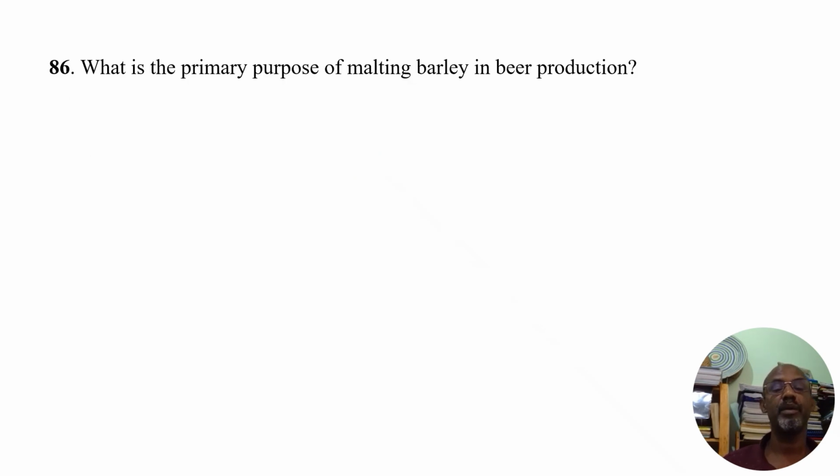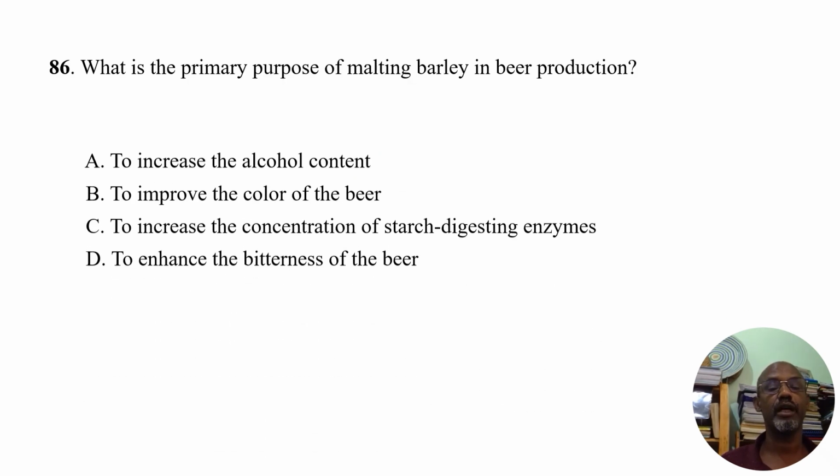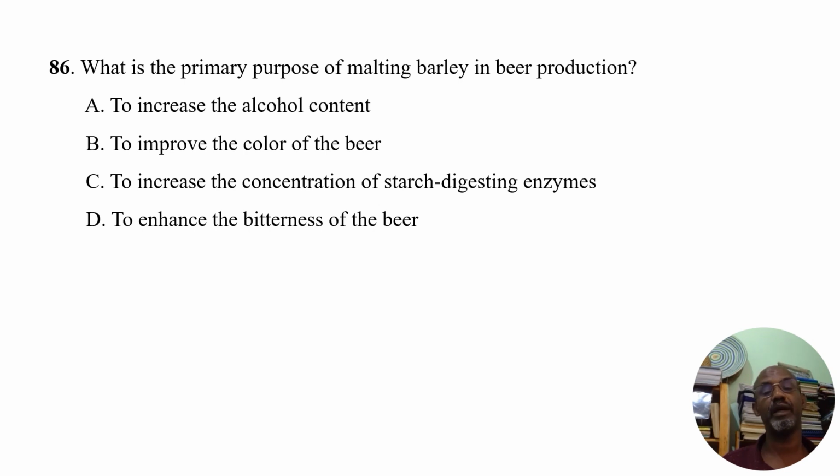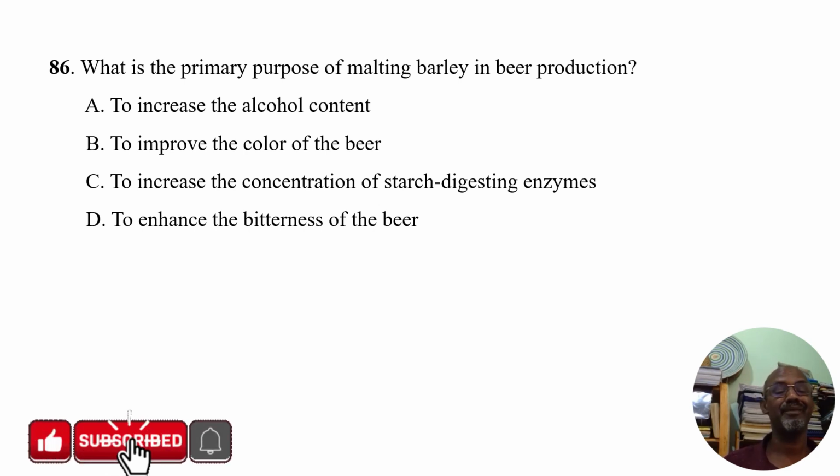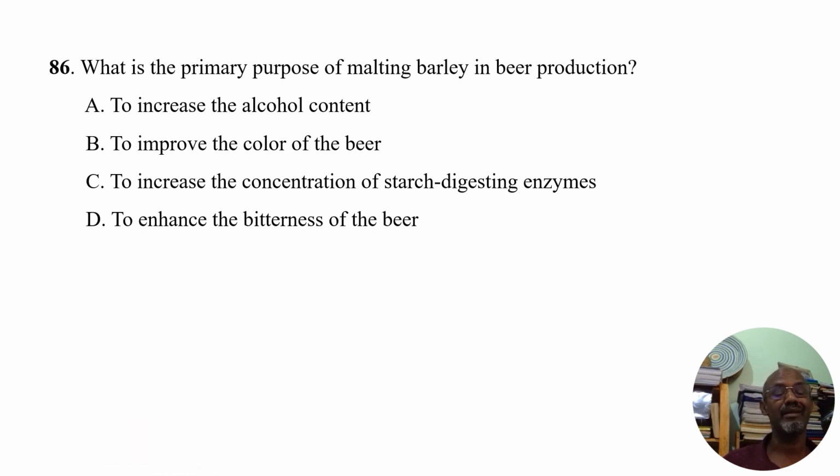86. What is the primary purpose of malting barley in beer production? Malting to increase the alcohol content, to improve the color of the beer. Malting to increase the concentration of digesting enzymes. Of course, the answer is to activate, not to increase. The answer is more related to this. Not to increase the concentration of stuff, but to activate the enzymes there.